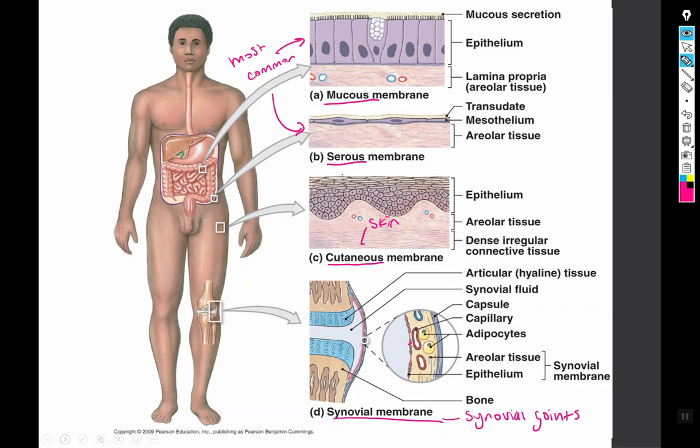So one thing you're going to notice, and this is a spelling point, but I want to make you aware of it, is OUS is present in all of these, except for the synovial membrane, you'll notice. So this is a suffix in English that means it's an adjective.